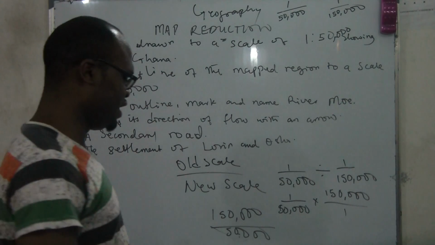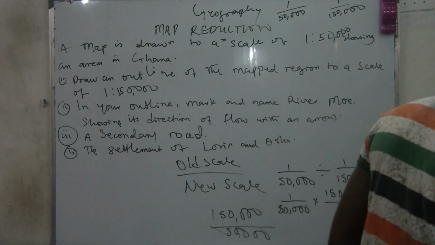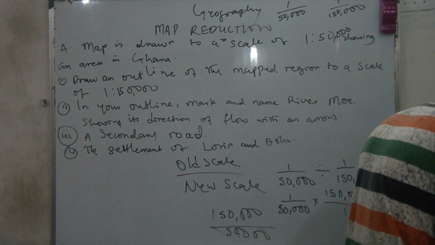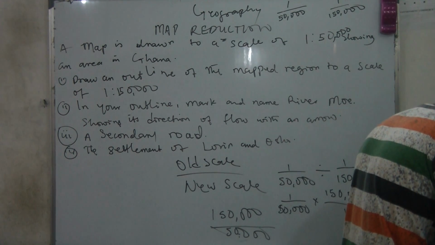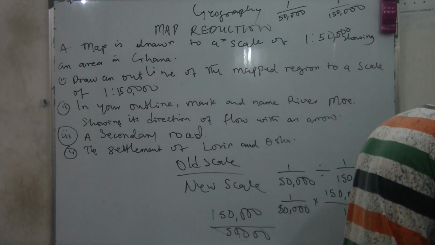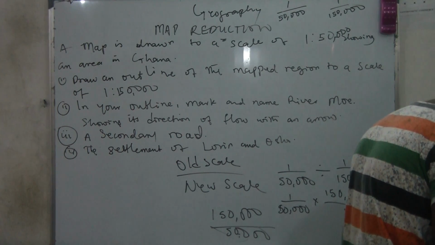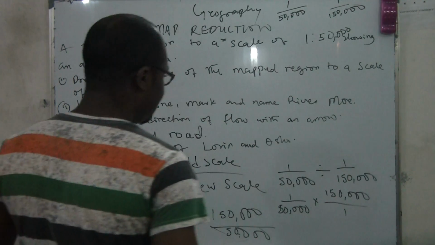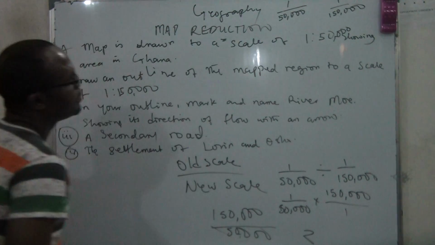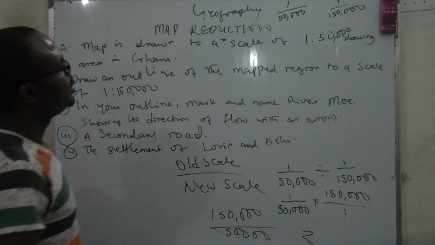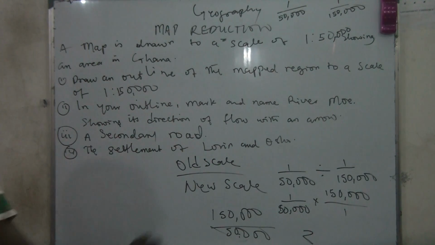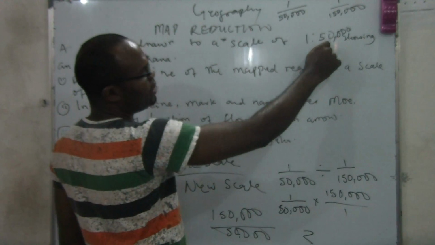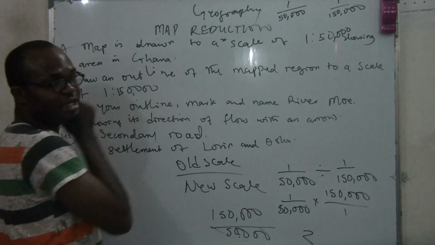If you divide this, what do you think you will get? You get 3. So what does that mean now? If you want to reduce, you multiply this one by 3. That's how you get this.